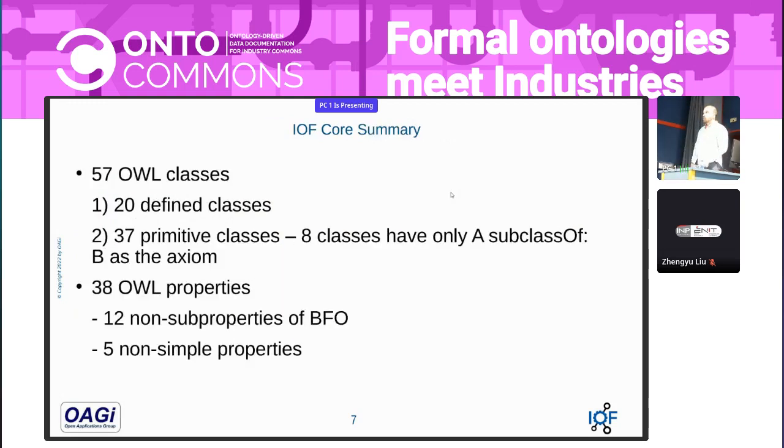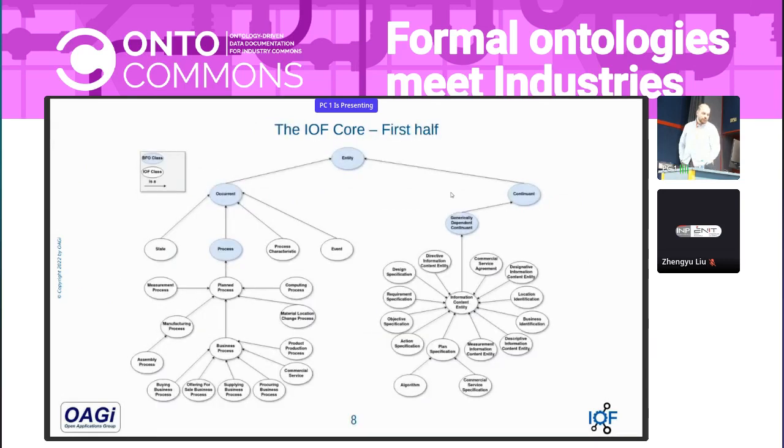As for the summary, the core has 57 classes, 20 are defined, 37 are primitive, and out of them, 8 are purely primitive, which means that there is only simple inheritance. On the property side, there are 38 properties, and what these summary statistics demonstrate is that we tried to axiomatize the core a lot, and that we also emphasize reusing properties instead of introducing new ones.